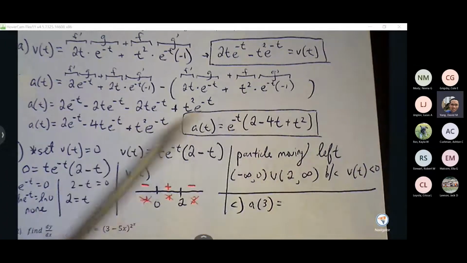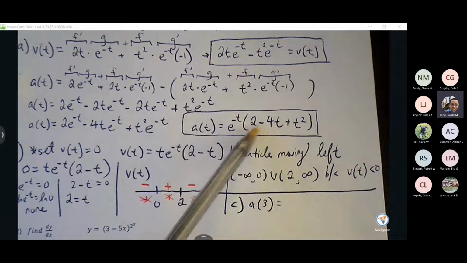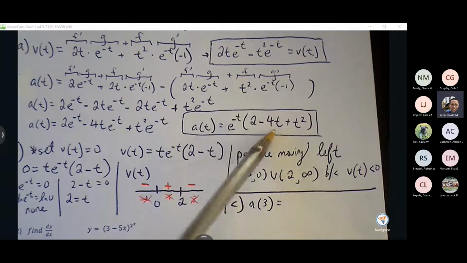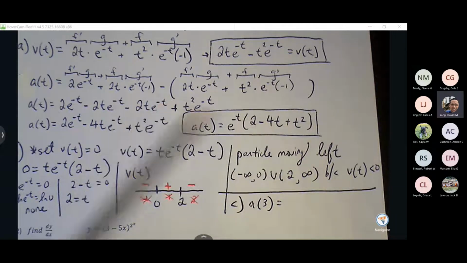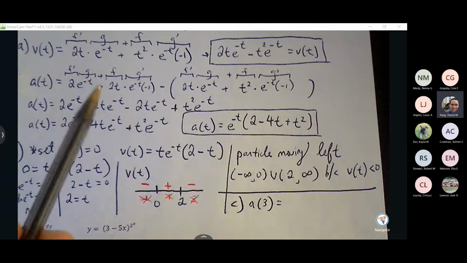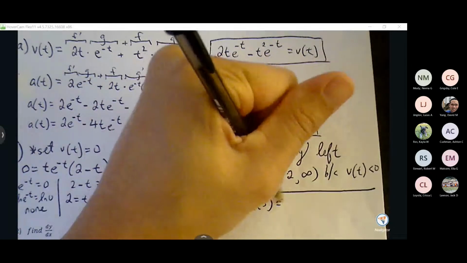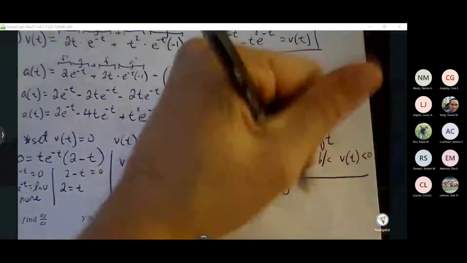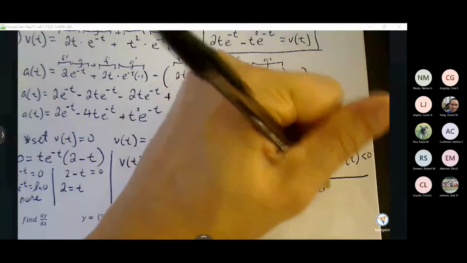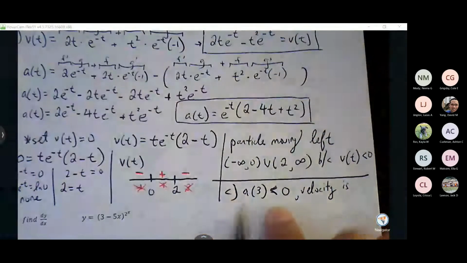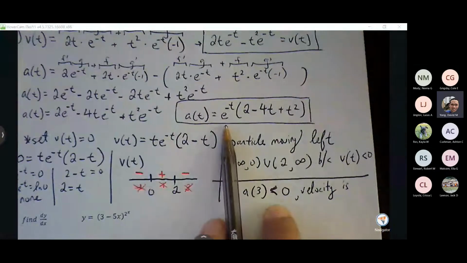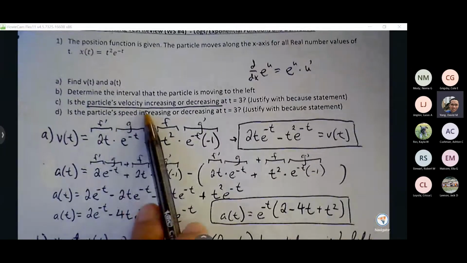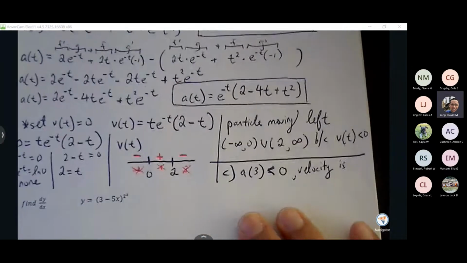E to the negative 3, that's positive. Okay, 2 minus 4 times 3, 2 minus 12, negative 10, plus 9, that's negative. So positive times negative is negative. Don't really care about the value. The fact that it's negative is all that we need. I plug 3 into the acceleration function because it's asking if the particle's velocity equals 3.